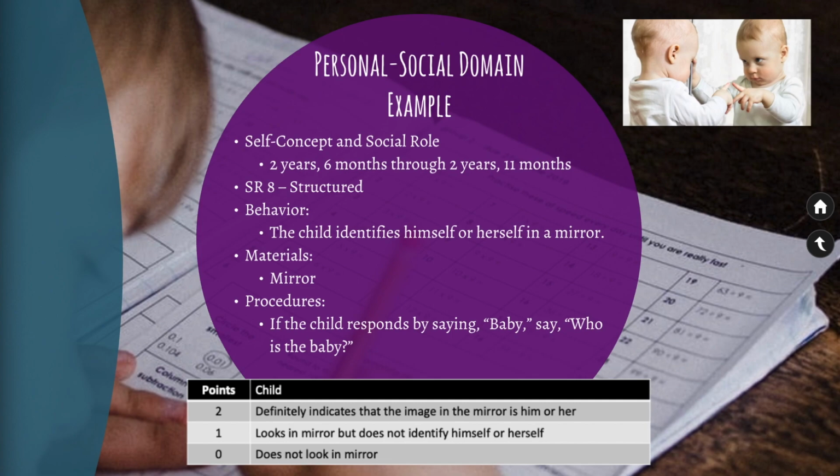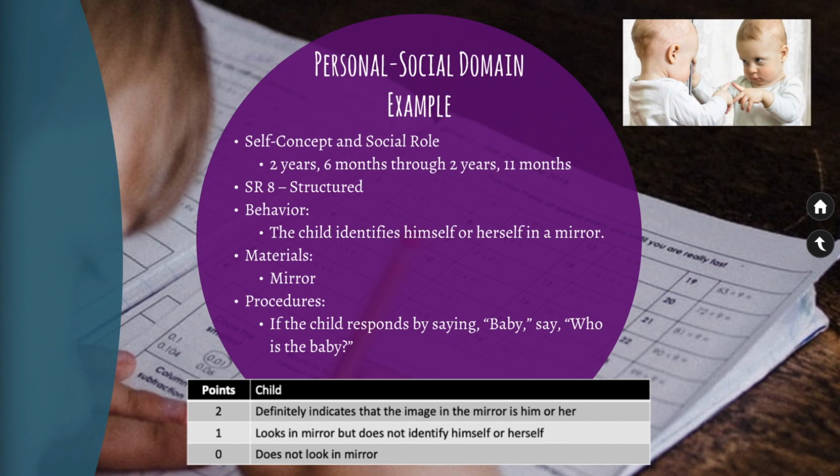Personal social domain example. For this sample, the subdomain is self-concept and social role. This assessment is done for a child 2 years, 6 months through 2 years, 11 months. The type of procedure is structured. The expected behavior is that the child identifies himself or herself in a mirror. For this type of assessment, you will need a mirror. For the procedure, you're going to give the child a mirror or hold it for them, point to the reflection in the mirror and say, who is that?